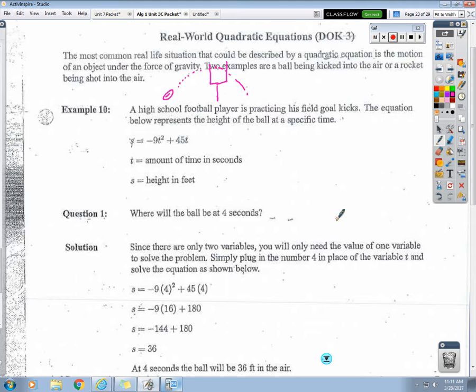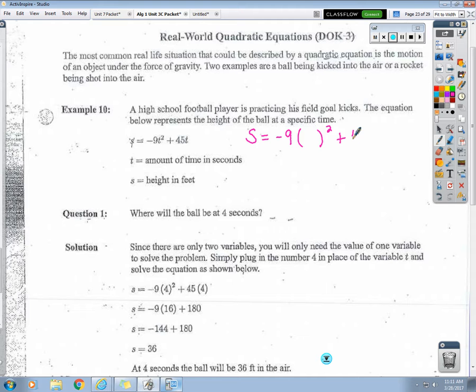Because it's upside down. So, the equation to represent this scenario is s equals negative 9t squared plus 45t, where t is the amount of time in seconds and s is the height in feet. So where will the ball be at 4 seconds? So 4 seconds after he has kicked it, what will the height of the ball be?